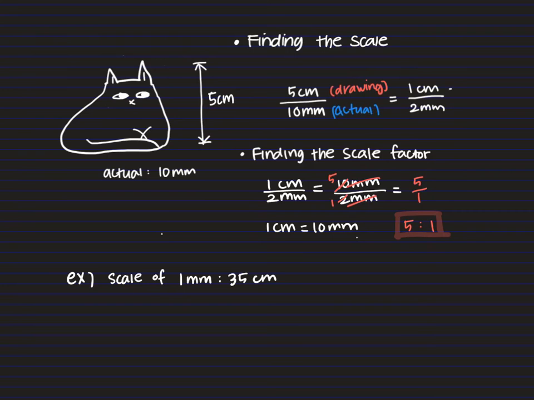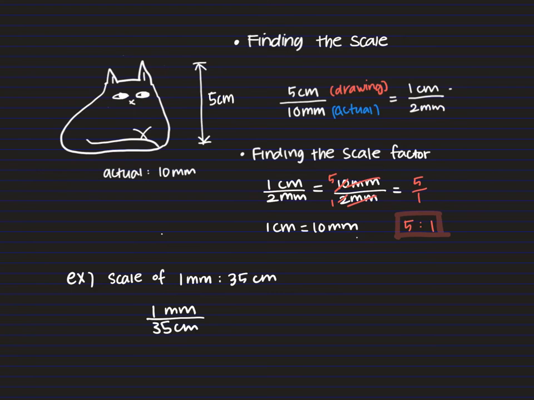So let's say we have a model with a scale of 1 millimeter equals 35 centimeters. What is going to be the scale factor of the model? First, you can go ahead and set up the equation similar to this. So write the numbers on the left side. Notice whenever you write the numbers, the first number is going to be on the top, and then the second number is going to be on the bottom.